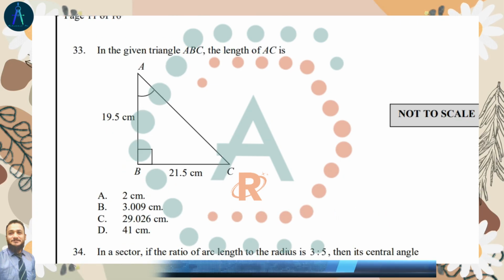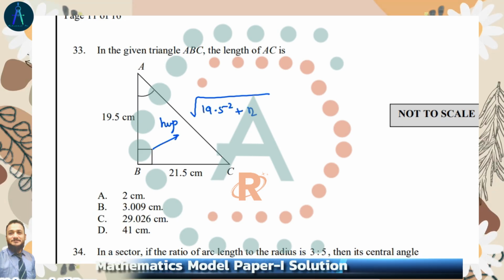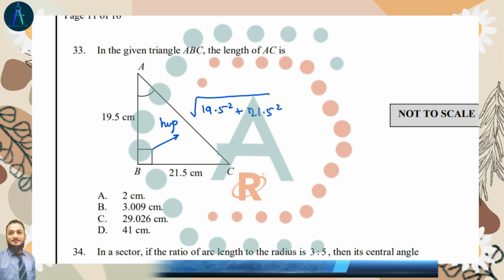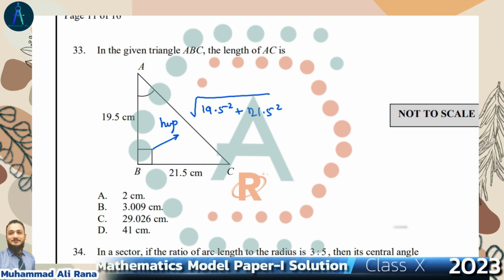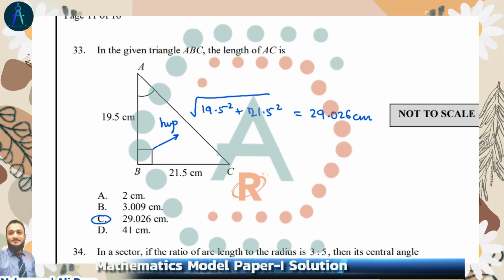In the given diagram, the length of AC. As we can see, this is the hypotenuse of this triangle. So hypotenuse will be equal to the square root of perpendicular square plus base square. Let's calculate this expression: 19.5 square plus 21.5 square, the value will be 29.06. So the correct answer will be option C.